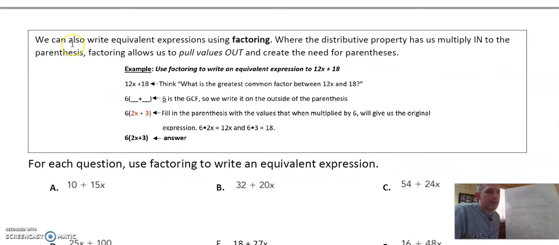Okay, so we can also write equivalent expressions using factoring, where the distributive property has us multiply into the parentheses. Factoring allows us to pull values out and create the need for parentheses. This may seem a little bit weird, right? We're simplifying by doing the distributive property, and now you're asking us to undo it? I know, but this is useful later on where you can use this to simplify things, and it's actually pretty helpful.